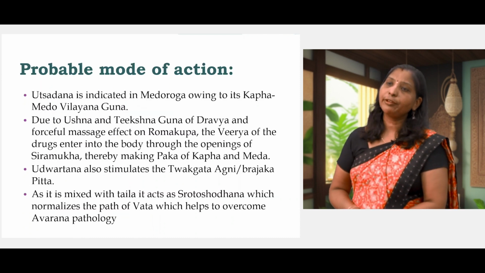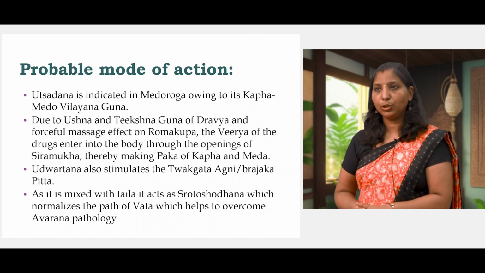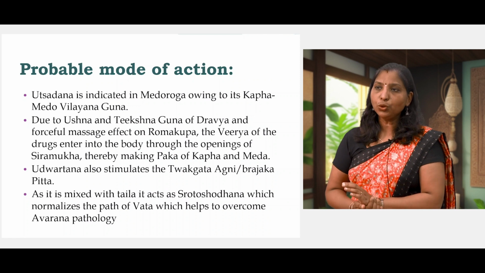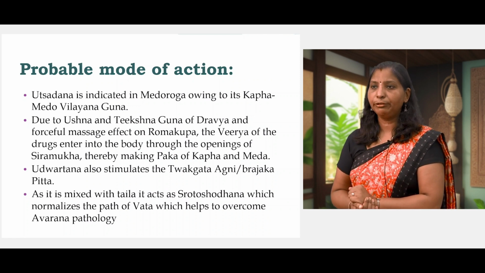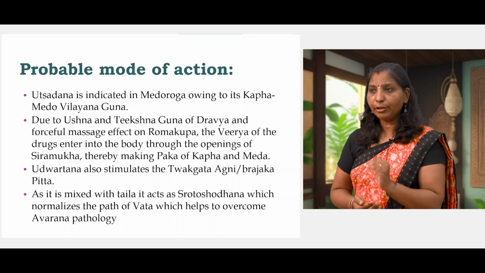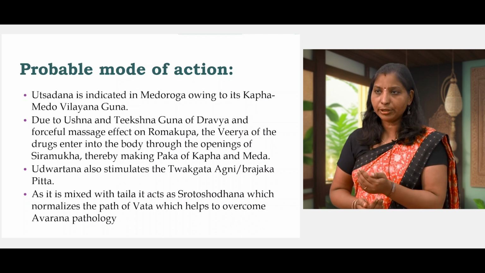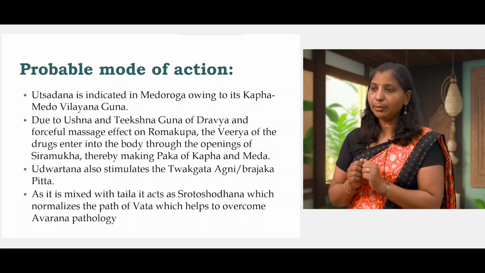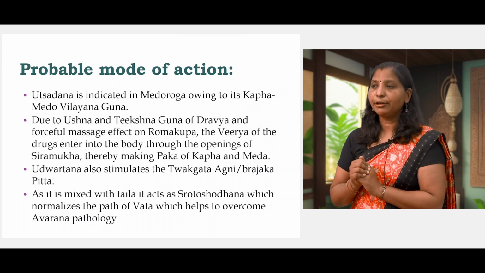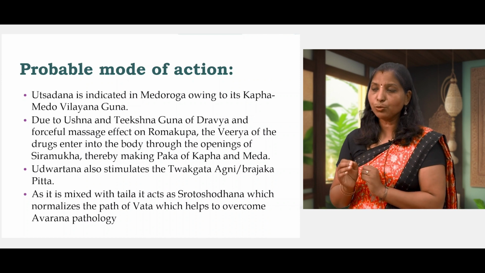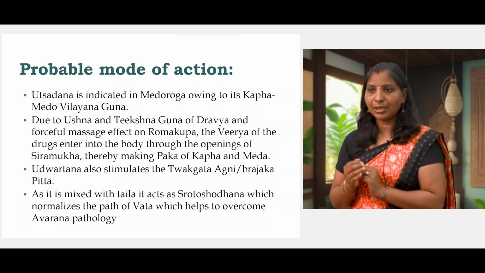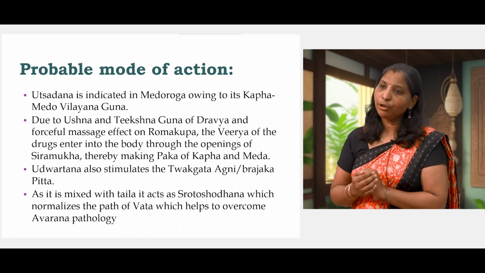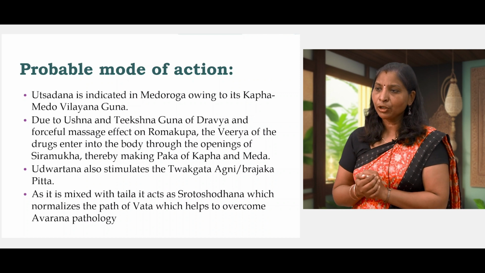Coming to the probable mode of action, Utsadana is indicated in Medoroga owing to its Kapha Medo Vilayana Guna. Due to the Ushna and Tikshna Guna of the Dravya and the forceful massage effect on Romakupa, the virya of the drug enters the body through the openings of Sira Mukha, thereby causing Paka of Kapha and Meda. Udvartana also stimulates the Tvakagat Agni, that is the Bhrajak Pitta. As it is mixed with Taila, it acts as a Srotoshodhana which normalizes the path of Vata, which helps to overcome the Avran pathology.